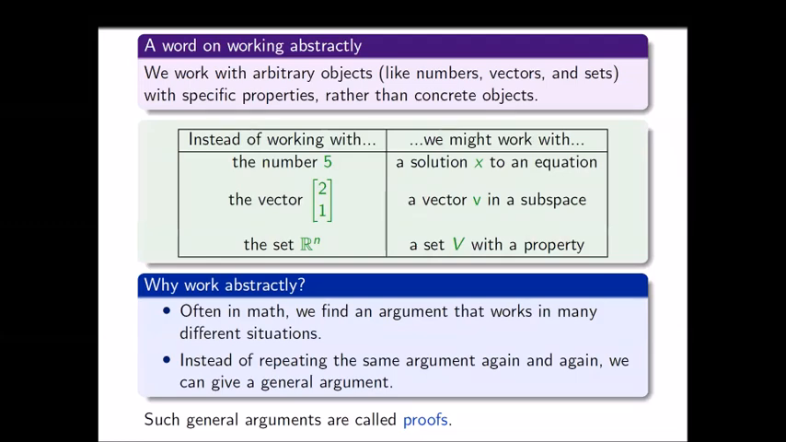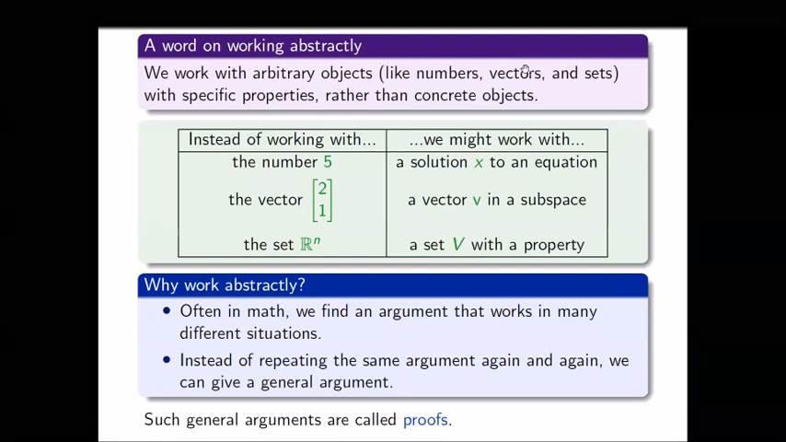So let's talk about working abstractly. We've done this in class a little bit at this point; we've worked on some proofs. We work with arbitrary objects like numbers, vectors, sets, sometimes with specific properties, or sometimes as generic as possible. And typically we avoid examples. So instead of working with a particular number 5, we might work with a generic number r, or, in a different scenario, a solution x to a given equation.